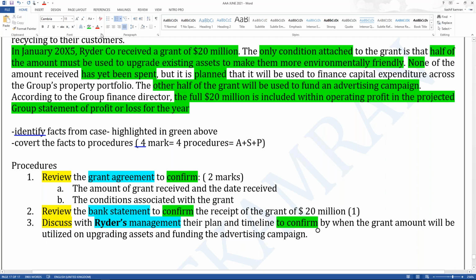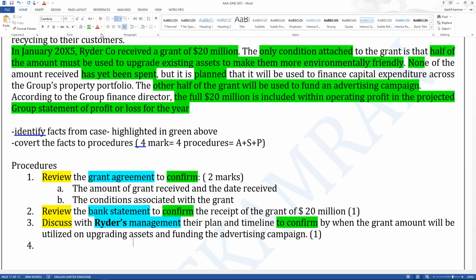Yes, I have already, Ahmed Kamal. I have discussed with Riders management the plan and timeline to confirm by when the grant amount will be utilized. So will they plan to utilize it in the next 6 months, and so on and so forth. So 1 mark. So have I got my 4 marks so far, everyone? But this is a webinar, right? So should I teach you more rather than stopping at 4?